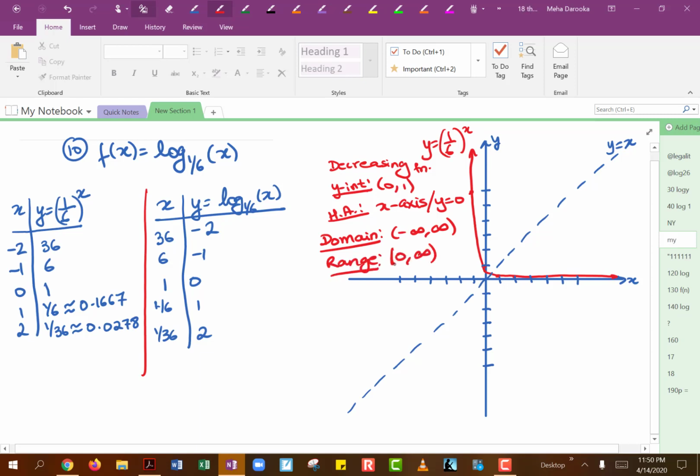Now let's look at the graph for our logarithmic function. So at positive 6, we are at negative 1.